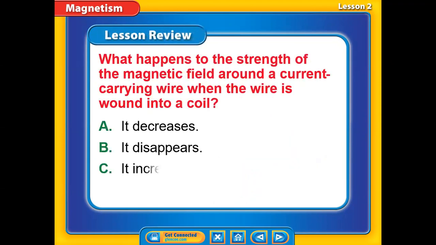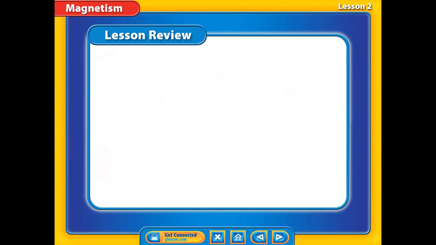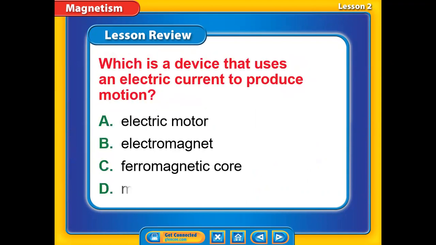So let's try to answer the following question together. What happens to the strength of the magnetic field around a current carrying wire when the wire is wound into a coil? That means imagine that we have a wire, but instead of making the wire straight, we just coil it. In that case, the magnetic field would increase, of course. Then here we have a device that uses electric current to produce motion. We're going to use electric energy to produce kinetic energy, so of course it's an electric motor.